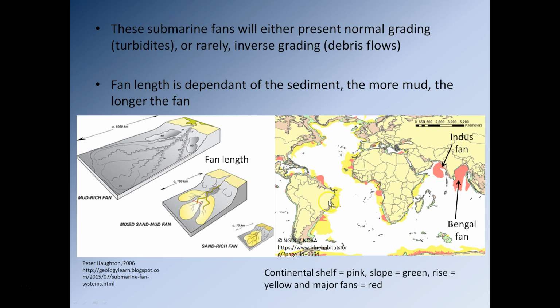So when we look at this diagram here, what's it actually showing us? Well, we have the continental shelf in pink, the continental slope in green, the continental rise in yellow, and the major fans in red. And you can see that in a lot of cases, the fans don't really extend past the continental rise because the continental rise is mostly made up of this fan material. Only in the case of the largest rivers, so like the Ganges, the Amazon, the Mississippi, does the fan extend beyond the continental rise.